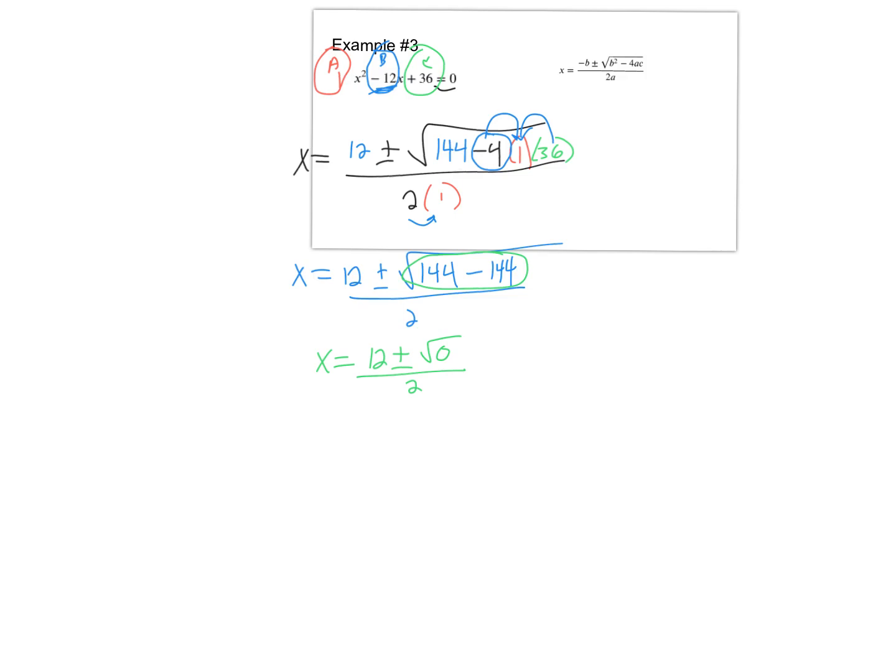Because radical 0 can be evaluated. Okay? If you think about it, what number times itself gives you 0? It would be 0, and 0 divided by 2. Okay?